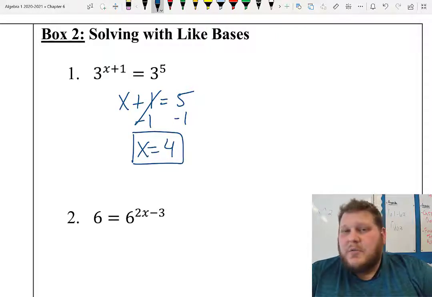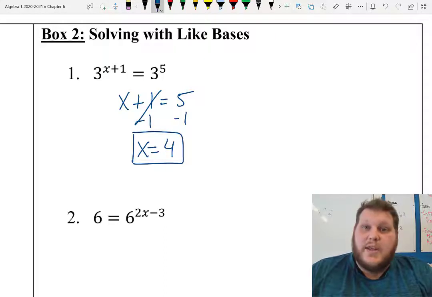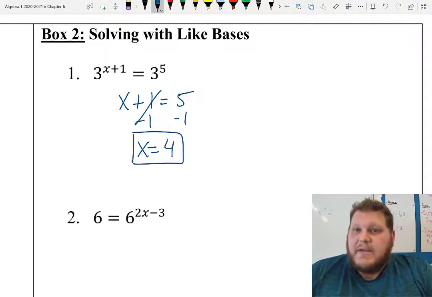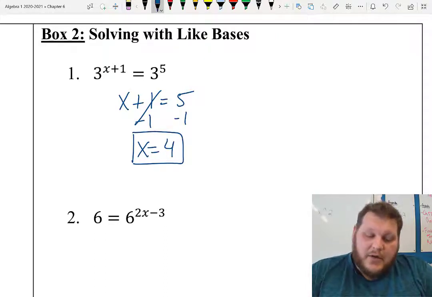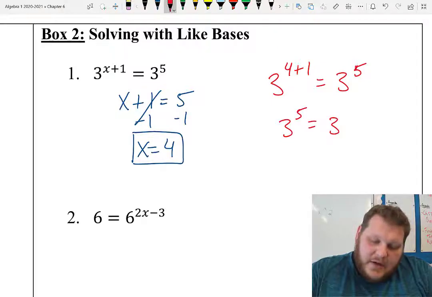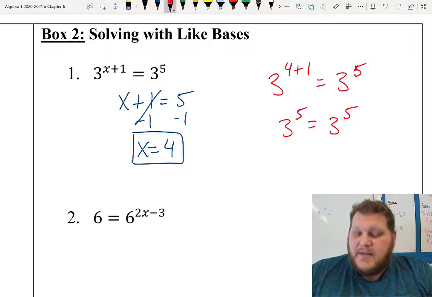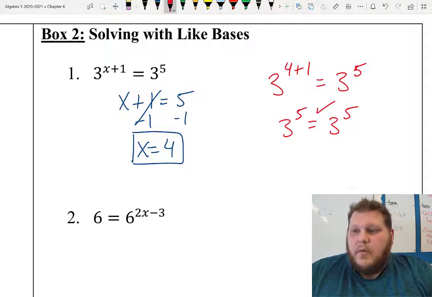Now I'll show you on this first one, you can choose whether to do this or not, how we would check our answer, just like we've done in the past. We would take my solution for x and plug that back into the original problem. So I'm plugging 4 in there for x. Here we end up with 3 to the 4 plus 1, which is 5, equals 3 to the 5th. You can evaluate that if you want to, but we can see that both sides are definitely equal to each other. So we can leave it like that.